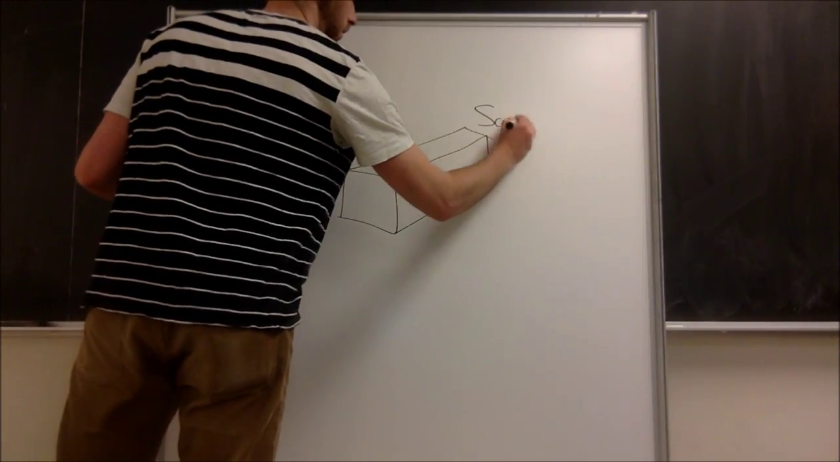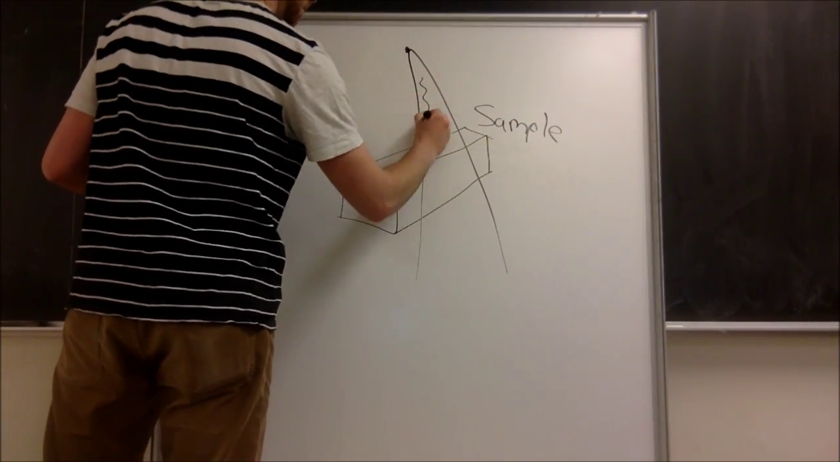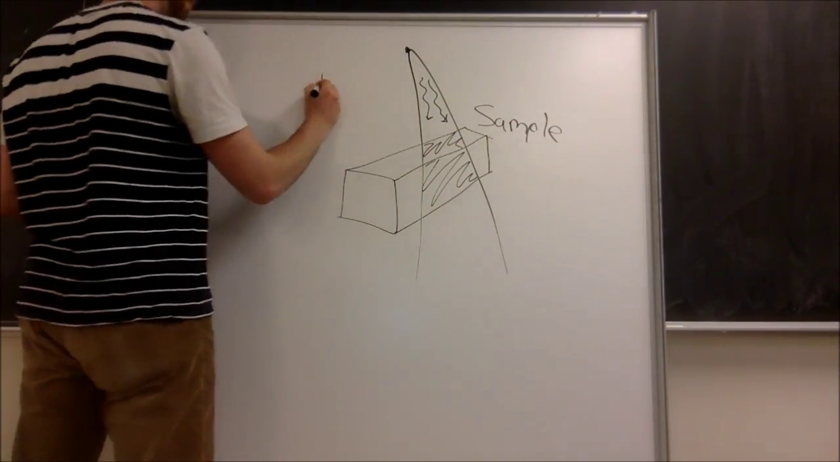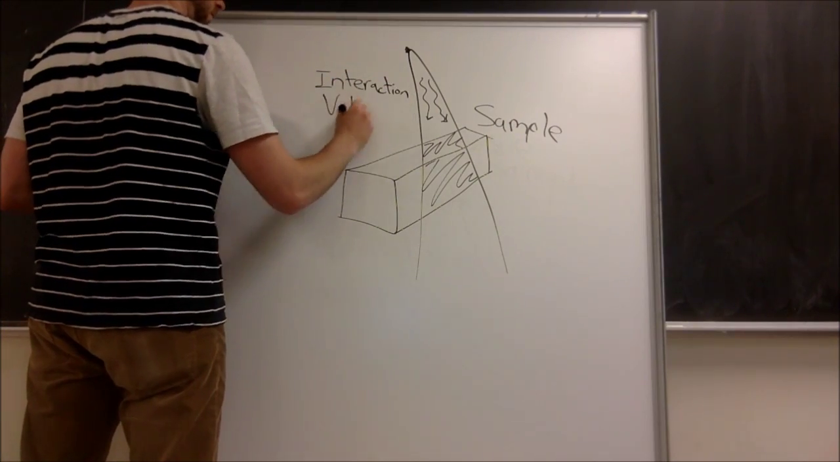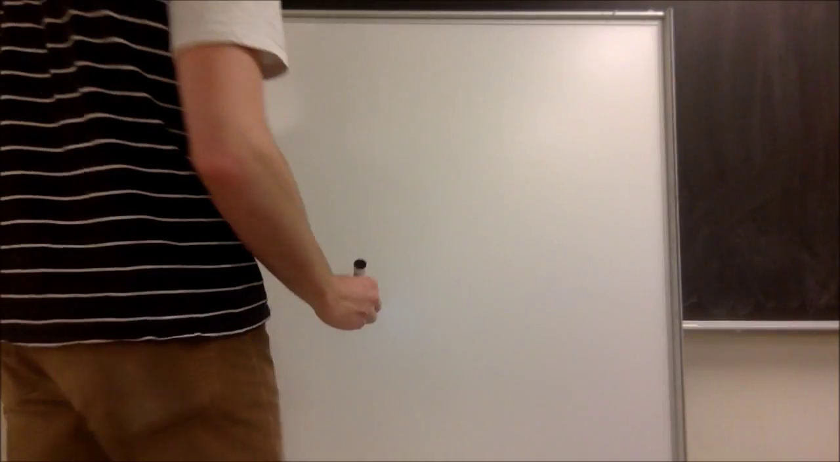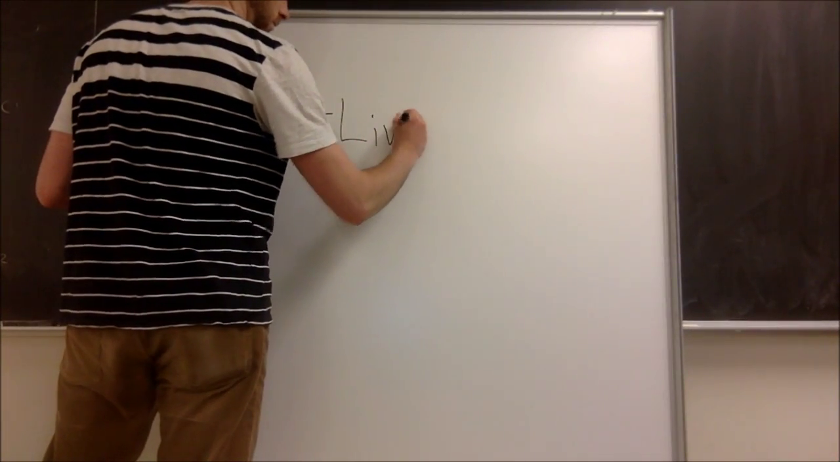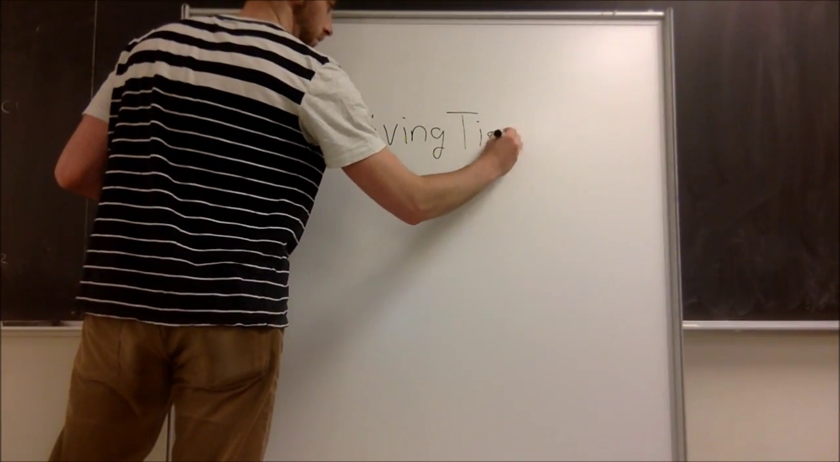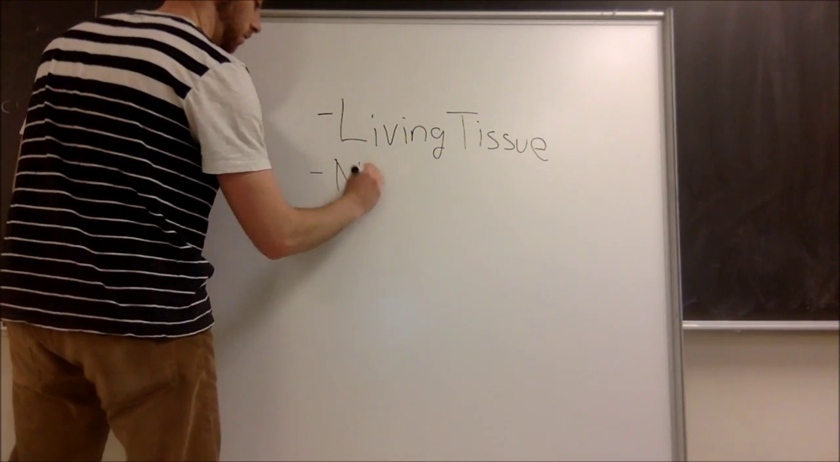In X-ray microscopy, the X-rays go through the entire sample, so the interaction volume is the area of the beam striking the sample, moving through the entire sample thickness. Because of this, it has the ability to image the entire sample versus only the surface in optical microscopy. X-ray microscopy is mostly used to image living tissue.